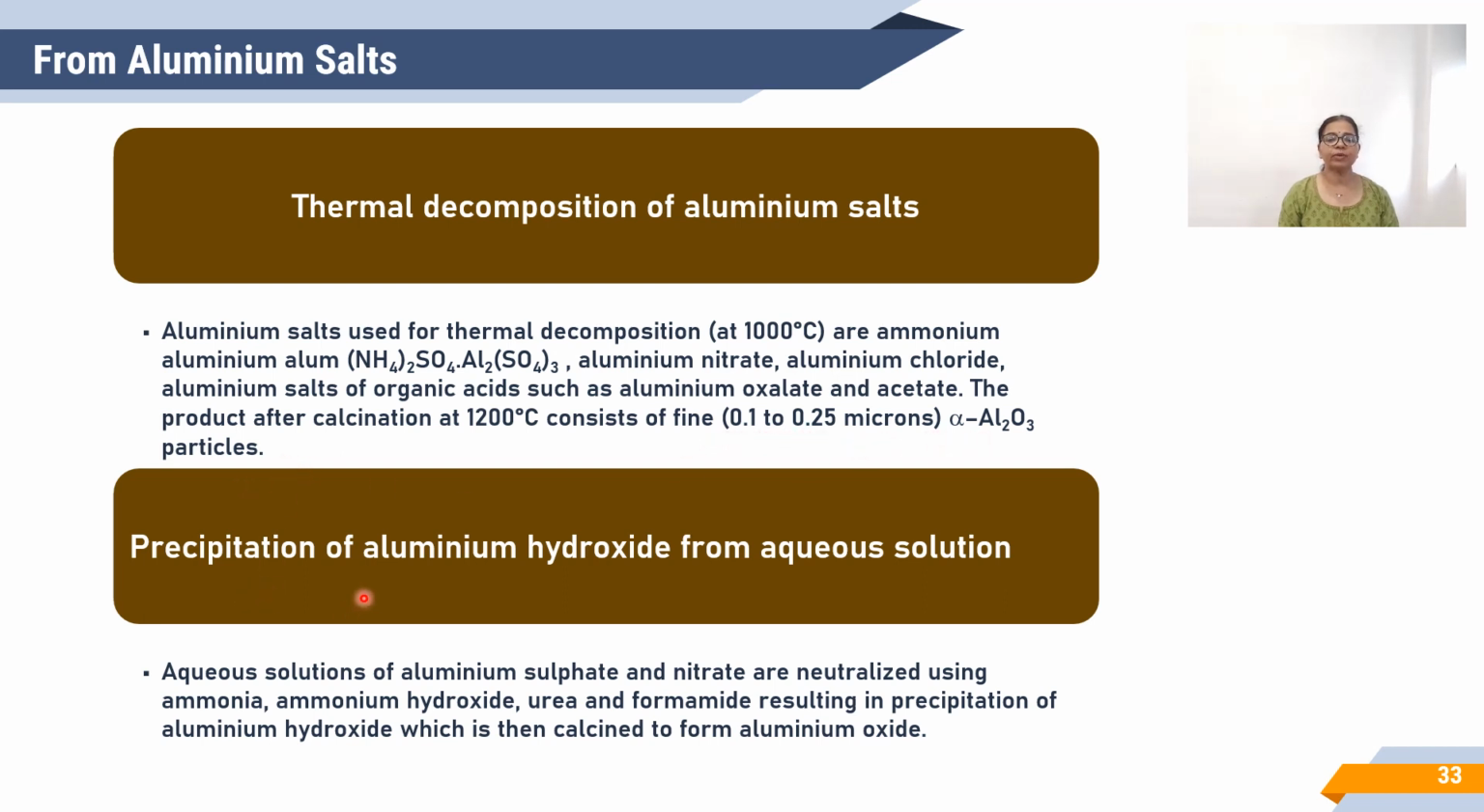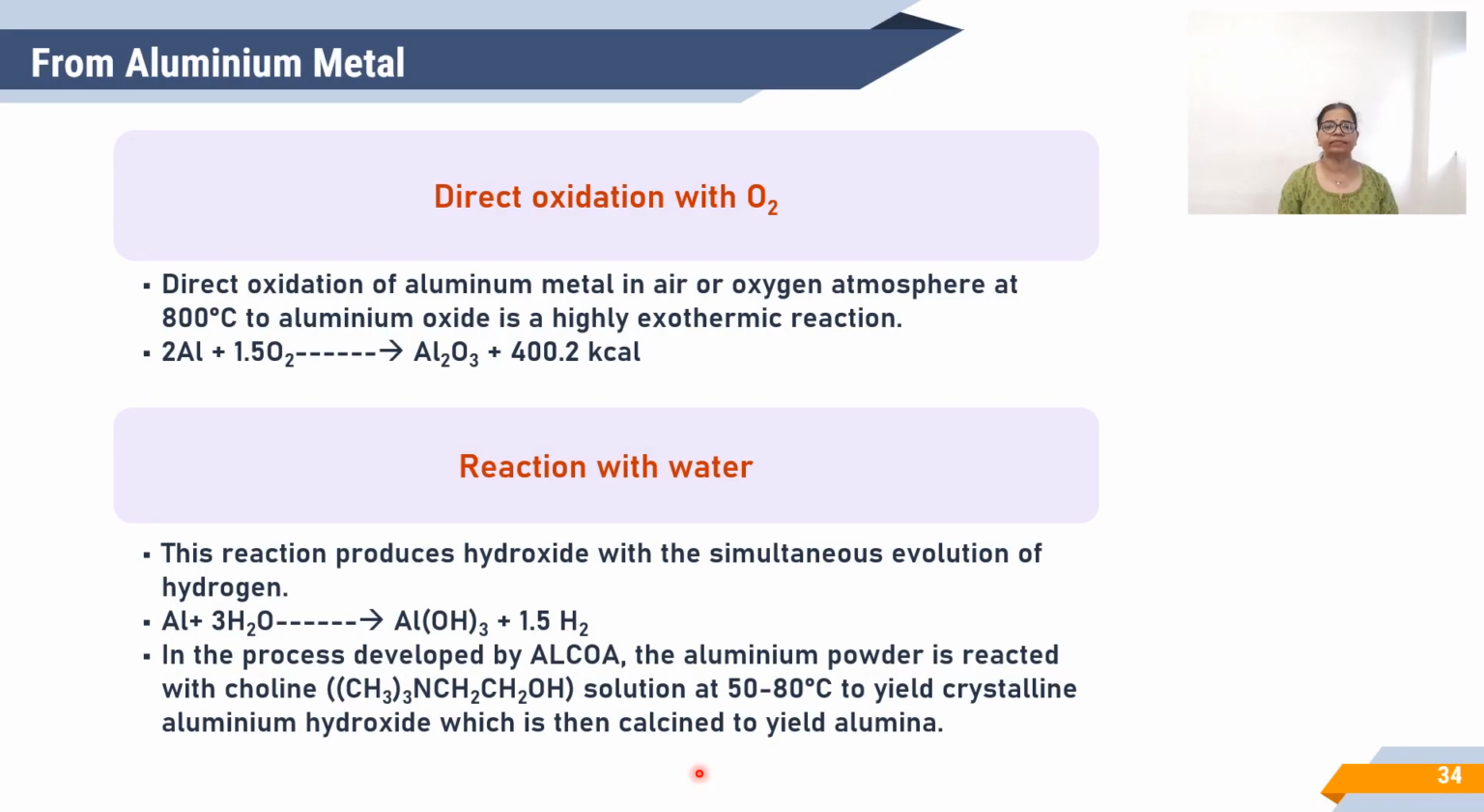The other method is precipitation of aluminium hydroxide from aqueous solution, that is, aqueous solutions of aluminium sulfate and nitrate are neutralized using ammonia, ammonium hydroxide, urea and formamide, resulting in precipitation of aluminium hydroxide, which is then calcined to form aluminium oxide.